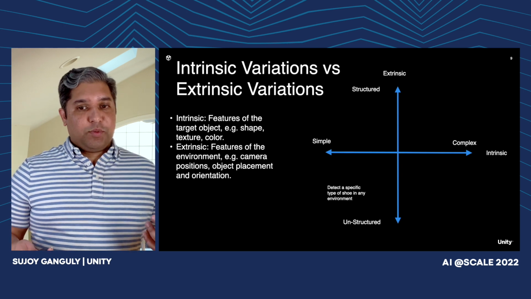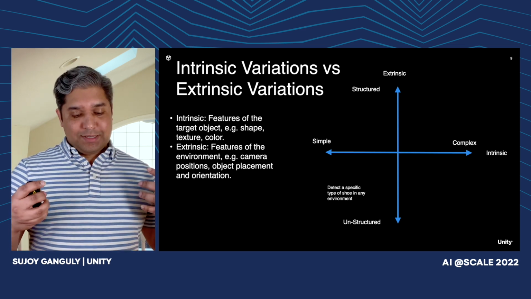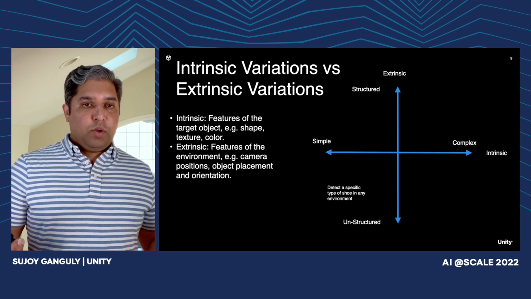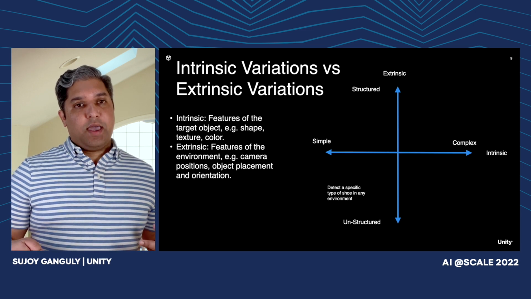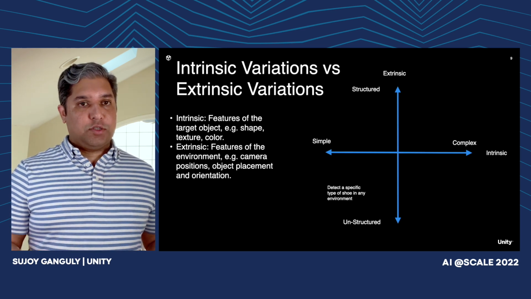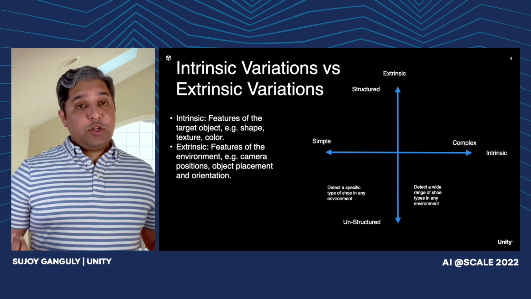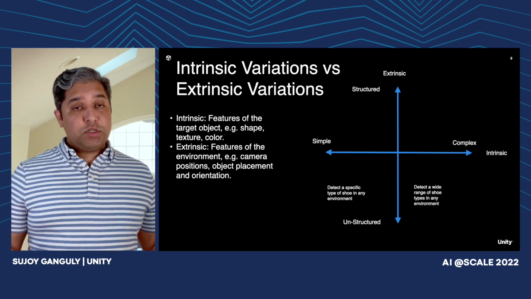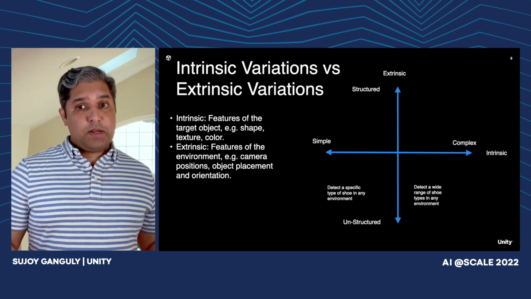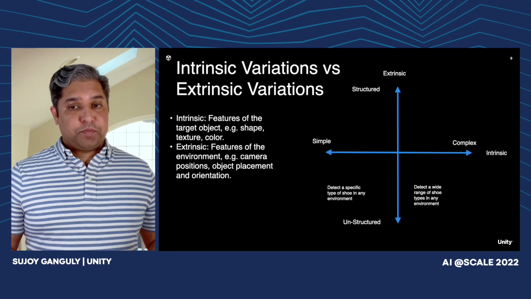So examples we like to give are if you're trying to detect a single brand of shoe or a single type of shoe from a specific brand, but you want to be able to detect that in any environment. Because you want to detect it in any environment, you should use an unstructured environment, and very simple variations on the target object. However, if you wanted to detect a wide range of objects, like all the types of shoes, again, in any environment, then you say, well, let's have a very unstructured environment, but we need to have very complex and rich intrinsic variations of the shoe.